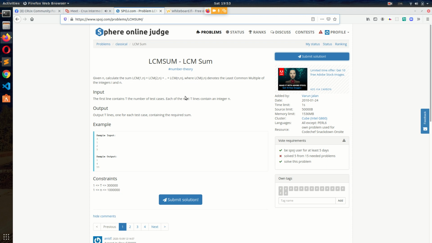So the problem is very straightforward. You are given t test cases, 5 test cases, and for each test case you have to calculate the sum of LCM values from LCM of 1 comma n, LCM of 2 comma n till LCM of n comma n. For each test case you will be given an n value, and n is up to 1e6. This is a pretty old problem, a 2010 problem, but it's a solid problem in my opinion.